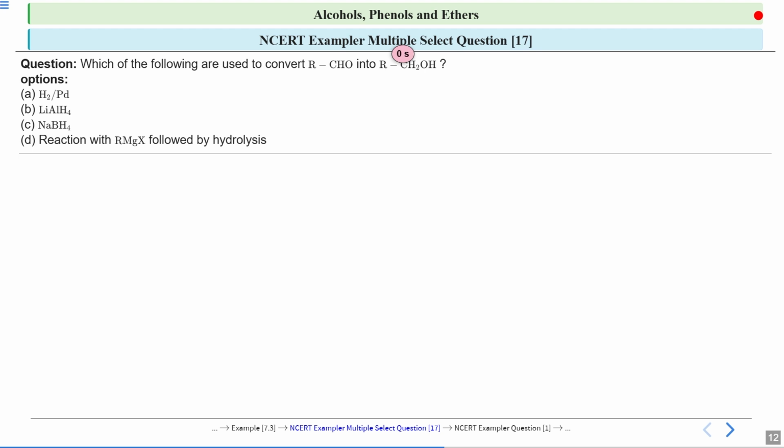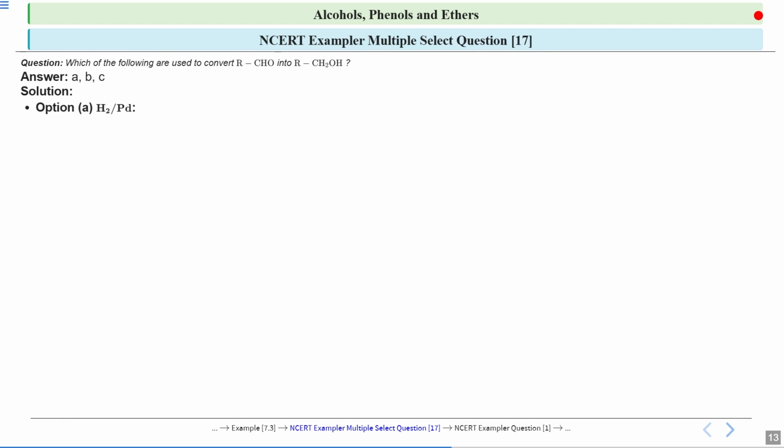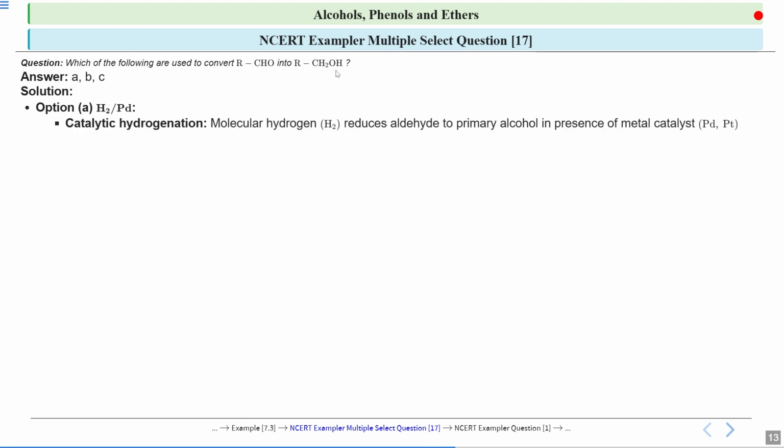Okay, now let's see the solution. So the correct options are A, B and C. Your A, B and C will reduce your aldehyde group to your alcohol group. Now the first option is H2/Pd. Remember while doing alcohols, I told you about catalytic hydrogenation. In catalytic hydrogenation, molecular hydrogen H2 reduces aldehyde to primary alcohol in the presence of a metal catalyst. And that catalyst can be palladium, platinum or nickel.